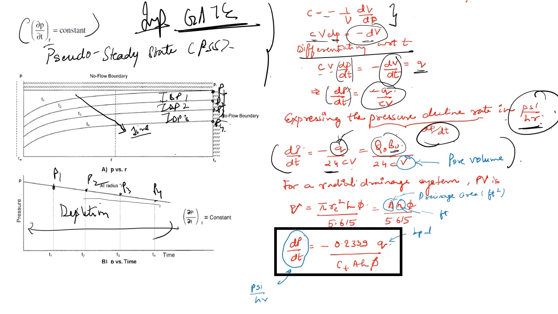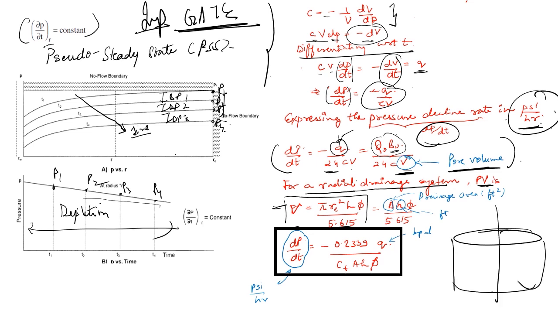Now this V, capital V, is my pore volume. Again, we know for a radial drainage system, my pore volume V is equal to pi r squared h phi upon 5.615. If I'm talking about a radial case, let's say this is my wellbore, and re means the radius of the reservoir, h means the height of the radial reservoir, phi means my porosity. Dividing by 5.615 is my conversion factor. So if I place this, my area will be in feet squared, h will be in feet.